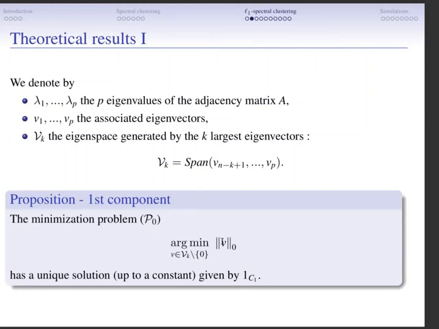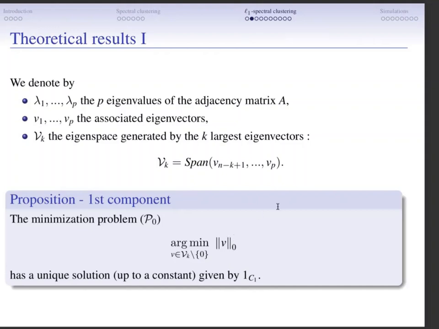If you want to recover the first component, and we assume that the first component is the smallest one, you just look for the sparsest eigenvector. If your graph is ideal, so there is no perturbation, the sparsest eigenvector is the one with the least number of nonzero coefficients, and obviously it's an indicator vector corresponding to the first connected component. So it's easy to see that it works well.